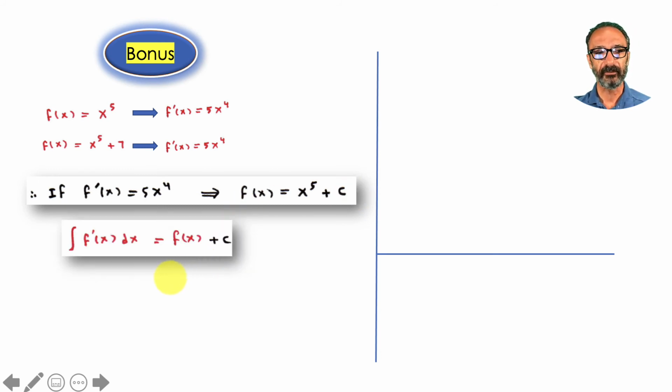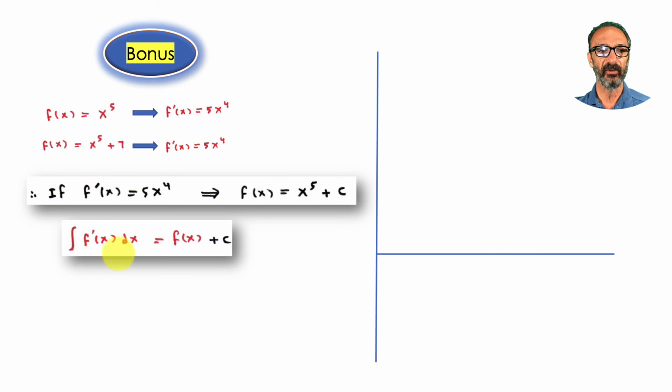So, in a different way, going backwards from f prime to f, we use the integration symbol, which is the limit of the sum as Riemann sum.